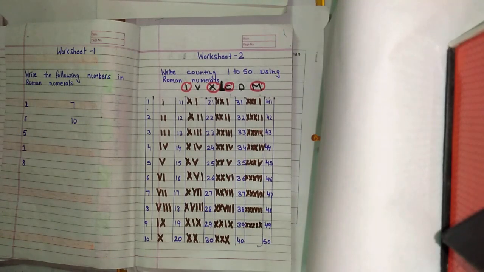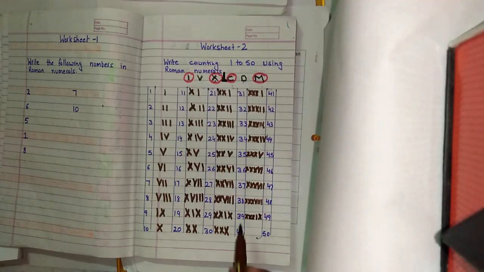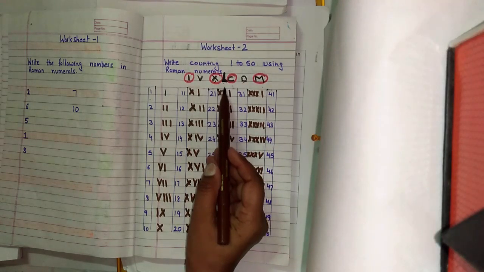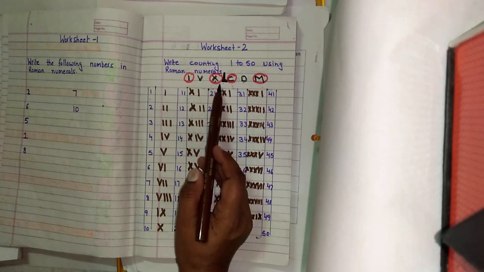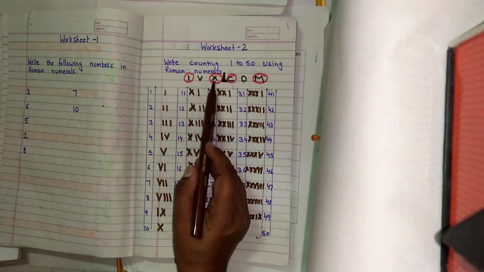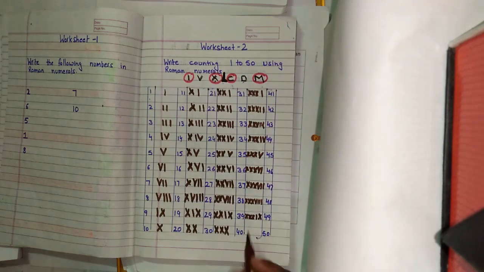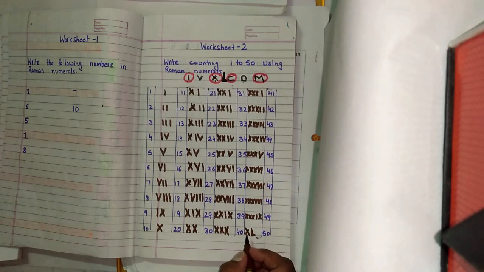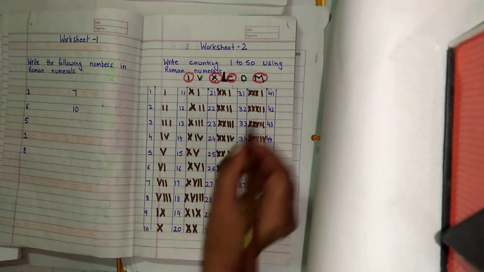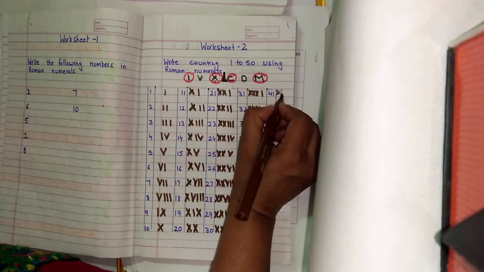Here I have to stop and think of the number. After X I have the next digit L, which stands for 50, and according to the subtraction rule, we know that X can be subtracted from L. That means on the left side I have to put X and L here. That means 50 minus 10, it means it is 40. So XL is 40.